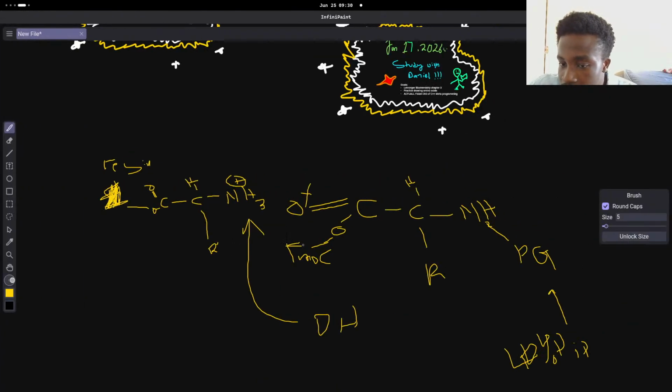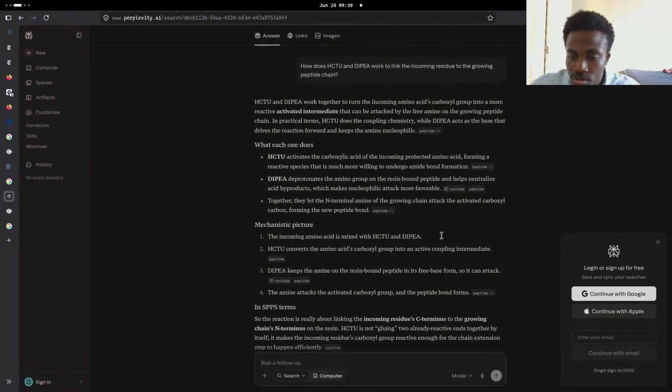Okay, so basically what's going to happen is this guy, HCTU, gets the leaving group out and makes this negative. DIPEA takes away this NH3 plus here and makes it NH2 plus with a signal positive. So this big positive plus a signal positive, and then negative, signal positive, boom. There's the reaction. Alright.